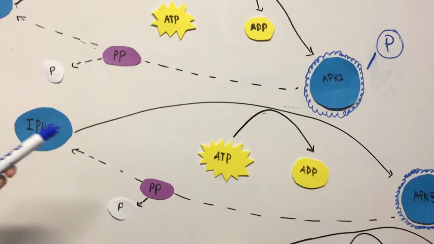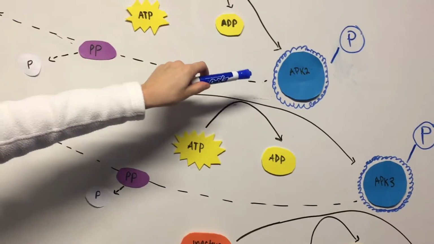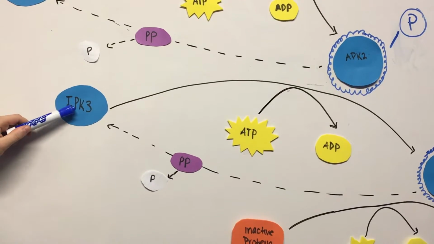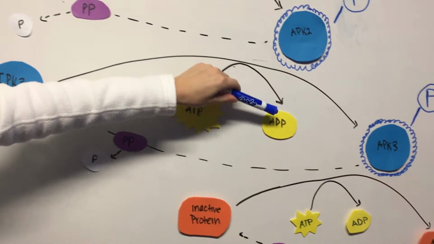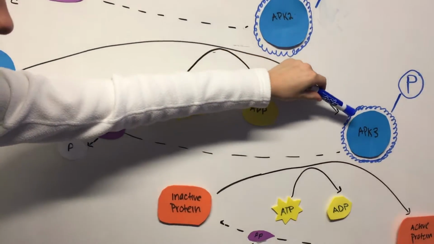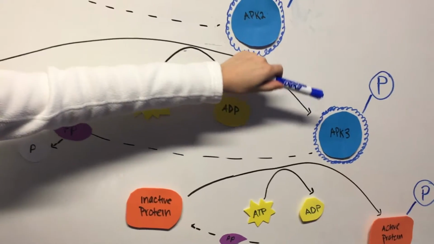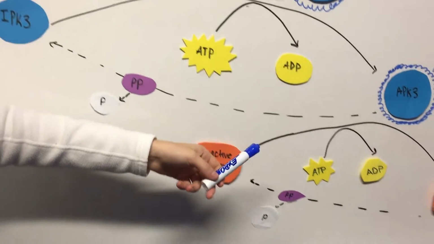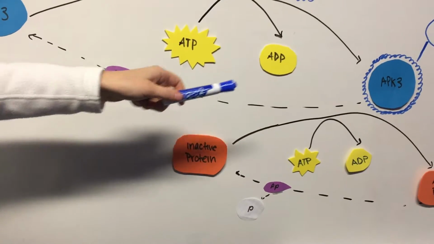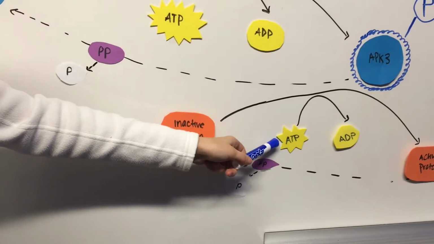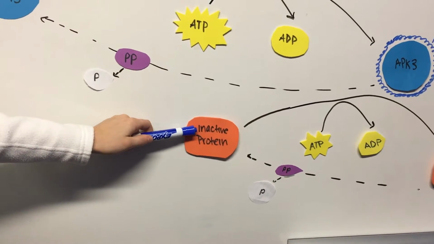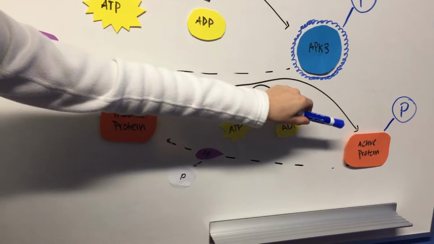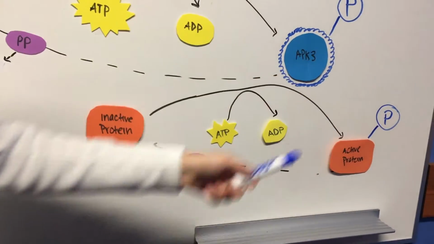This then occurs again, and active protein kinase 2 binds to ATP and an inactive protein kinase 3, in which ADP and an active protein kinase 3 with a phosphate is released. Then the active protein kinase 3 binds to ATP and an inactive protein. Then ADP and an active protein with a phosphate is released.